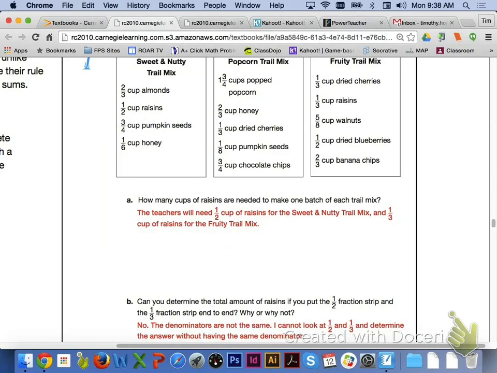For letter A, the teachers are going to need 1/2 cup of raisins for the sweet and nutty trail mix, and they are going to need 1/3 cup of raisins for the fruity trail mix. There are not going to be any raisins needed for the popcorn trail mix. For letter B, the answer is no, the denominators are not the same. You cannot look at 1/2 and 1/3 and determine the answer without having the same denominator.